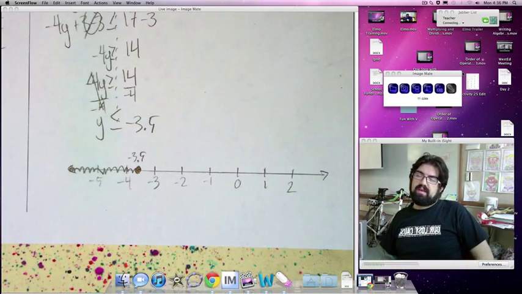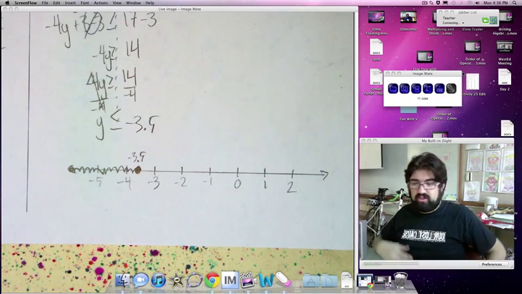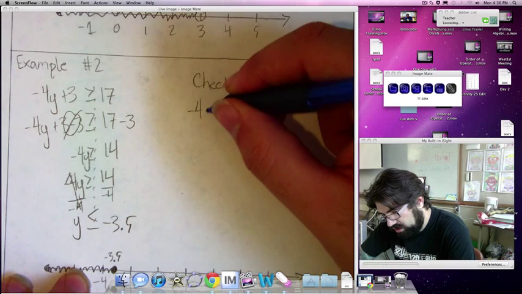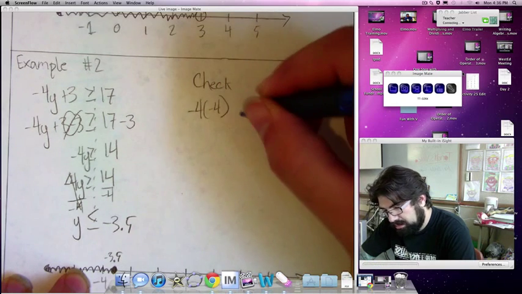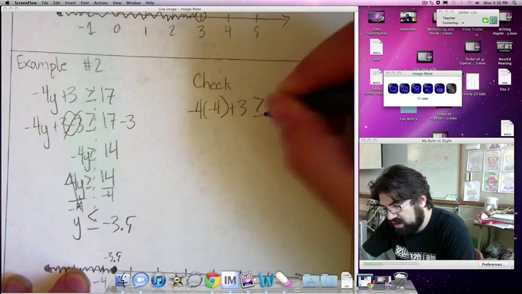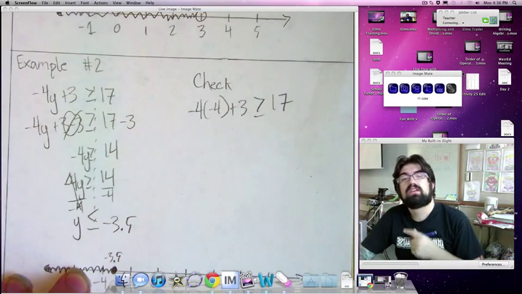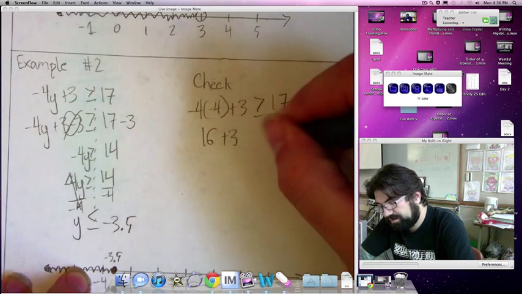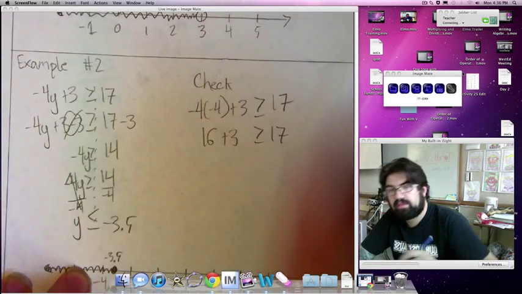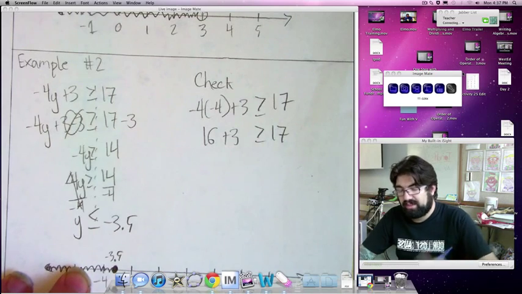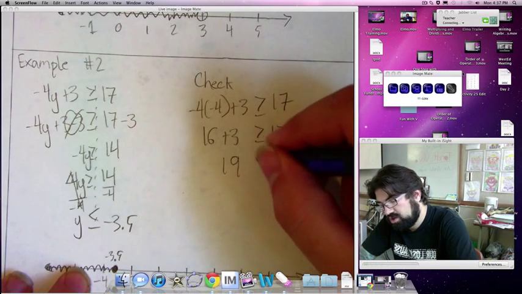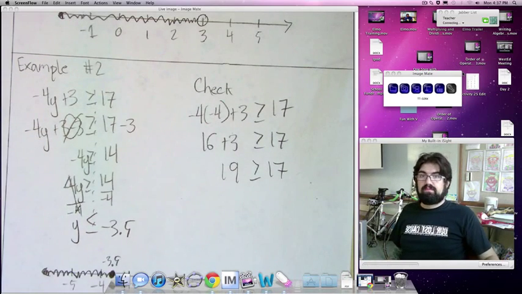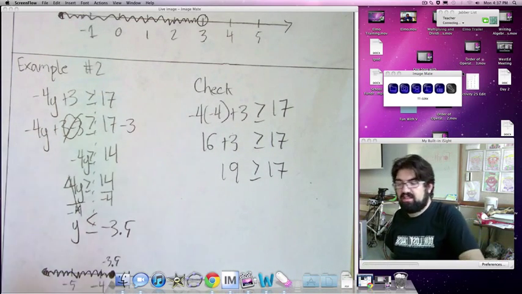Well, let's think about it. We have negative 4 right there. Let's just use it. Negative 4 times negative 4 plus 3 is supposedly greater than or equal to 17. Let's see, negative 4 times negative 4 is 16 plus 3. 16 plus 3 is 19, which is greater than or equal to 17. Done. That's it.